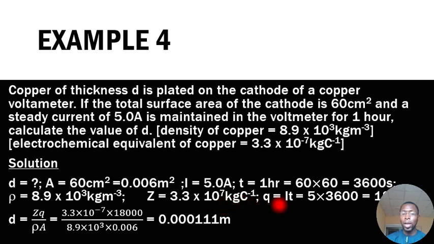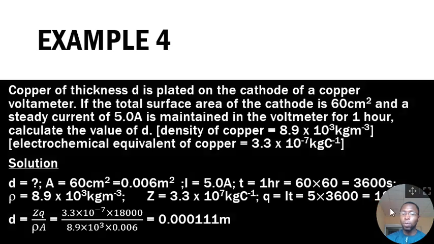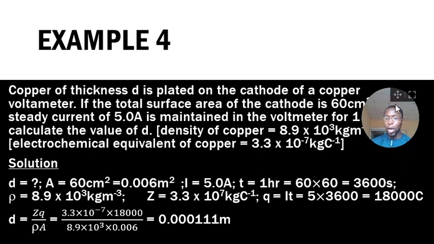But then we need to calculate our charge. Our charge by formula is always I times T, the product of current and time. So current here is 5, times our time T, which is 3,600. Multiplying by 5 gives us a result of 18,000 coulomb. Okay, 18,000 coulomb.